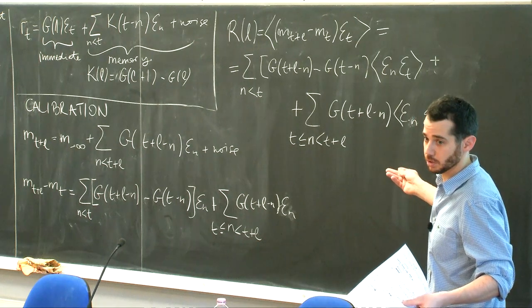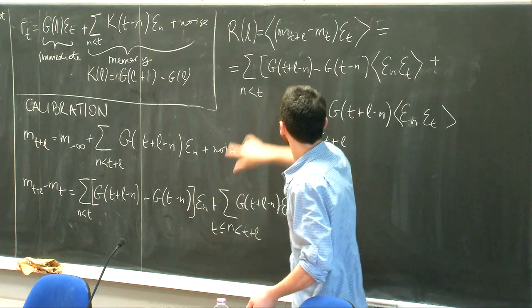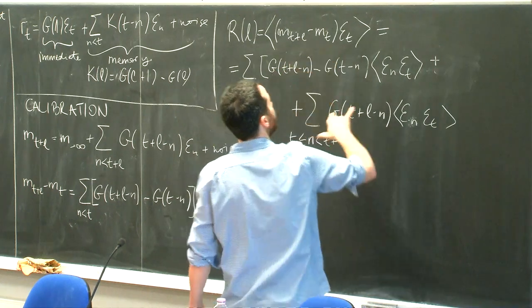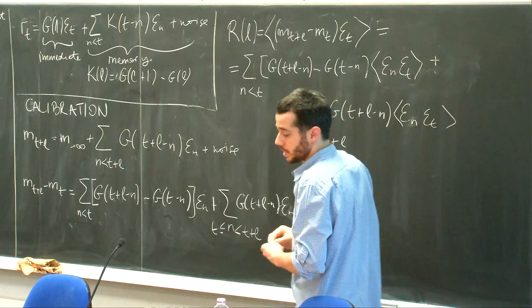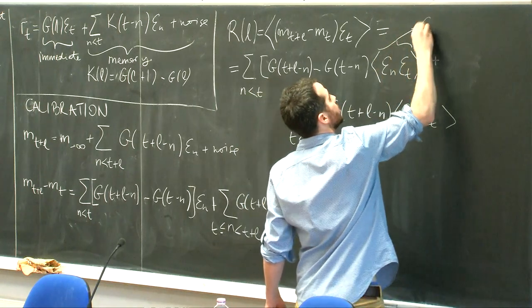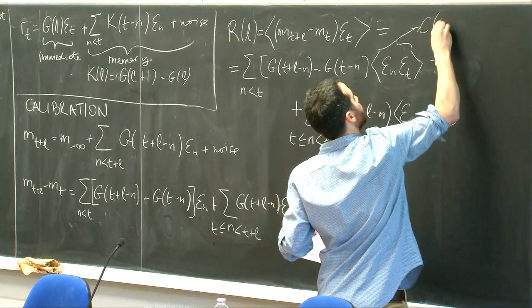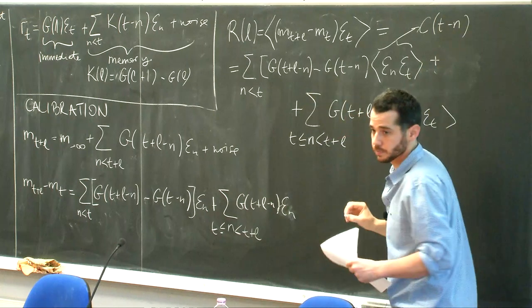I'm just multiplying by the size, so taking correlations that we've seen. So correlation between price change and the sign. And so what we see here is exactly the correlation, right? In practice, this is C of t minus n.